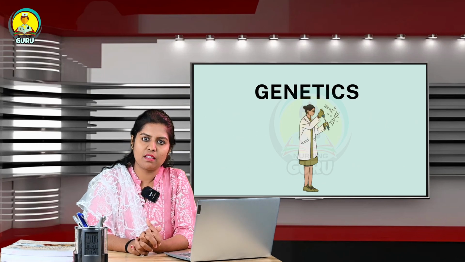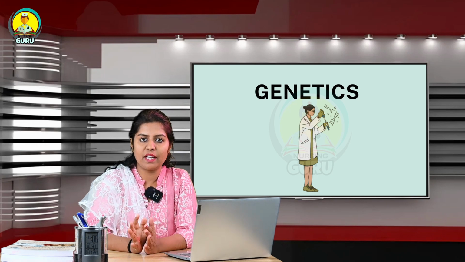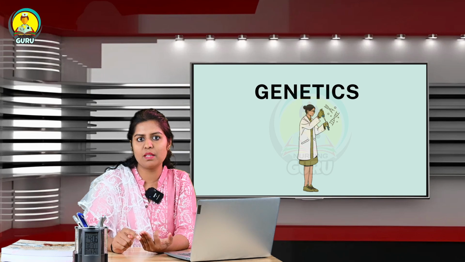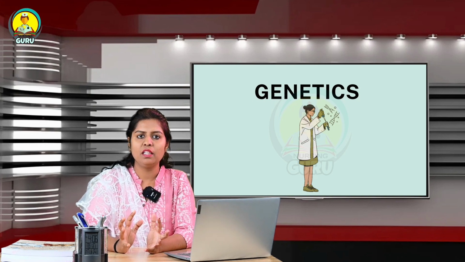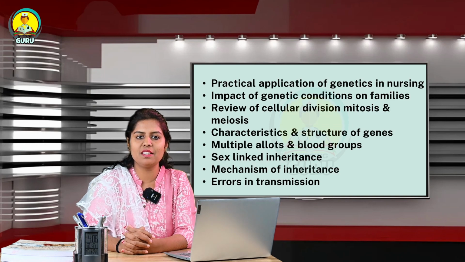Next, genetics. The genetics subject will come in 4th semester, but the exam you will write together, that is pharmacology, pathology, genetics, all 3 subjects you will write together. Now let's see the syllabus. Unit 1, introduction unit, that is practical application of genetics in nursing.